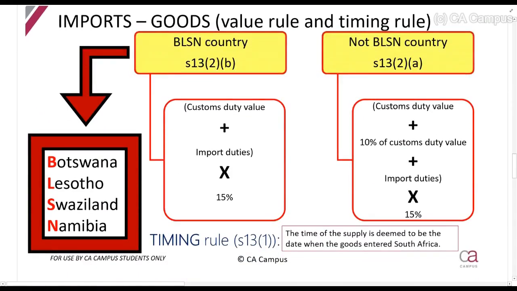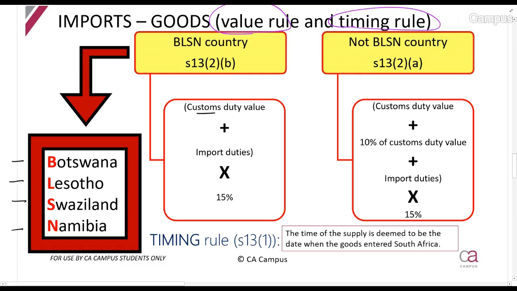Right, so what you need to understand is that we have two different ways of calculating it. Now remember, for each section you need to have a value rule and a timing rule. Here's the value rule. You need to determine if this is a BLSN country: Botswana, Lesotho, Swaziland and Namibia. They are trading partners of South Africa, so we have special rules with them.